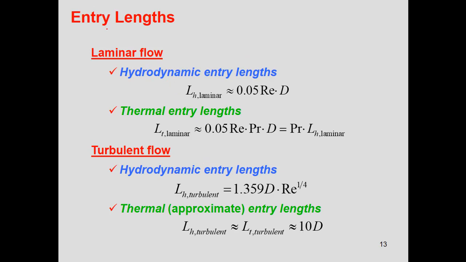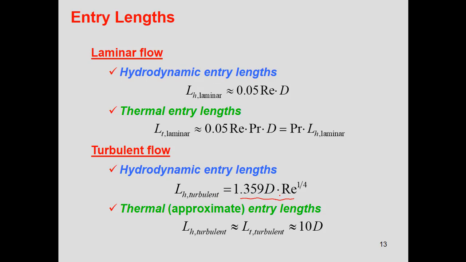So how can we calculate this entry length? By this equation. For laminar flow, the hydrodynamic entry length L_H is almost equal to 0.05 Re D. D from now on is the hydraulic diameter. It can be for a circular cross-section, duct, or any other cross-section. And the thermal entry length, L_T, for laminar flow is equal to this much. Pr is the Prandtl number.